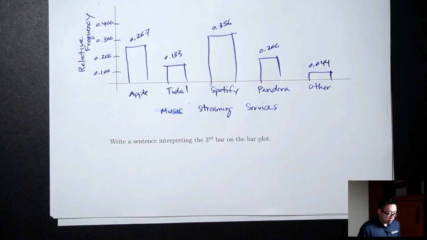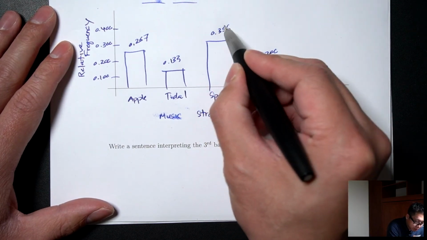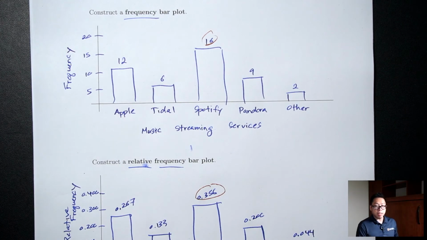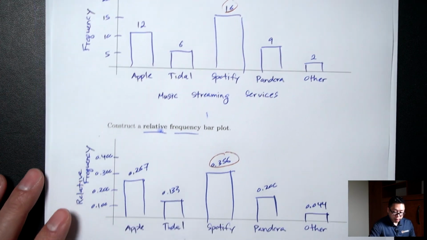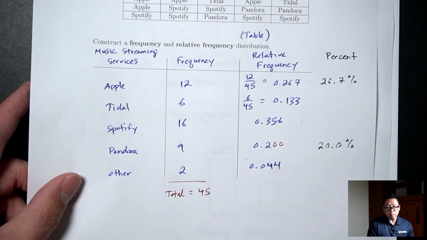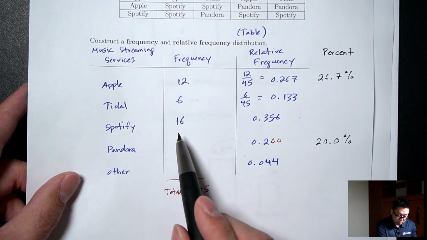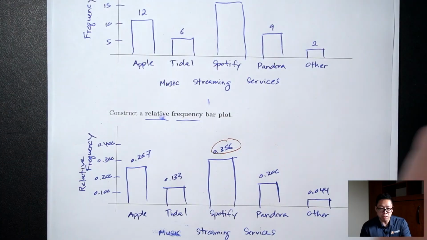Write a sentence interpreting the third bar on a bar plot. So third bar on the bar plot, we're talking about this number and this number. So the 16 and 0.356. So we're basically interpreting the 16 and the 0.356. Now here's the type of sentences I want you to write. So this 16, what does that mean? So that means that there are 16 people who said Spotify was their favorite. That's the sentence I want you to write.